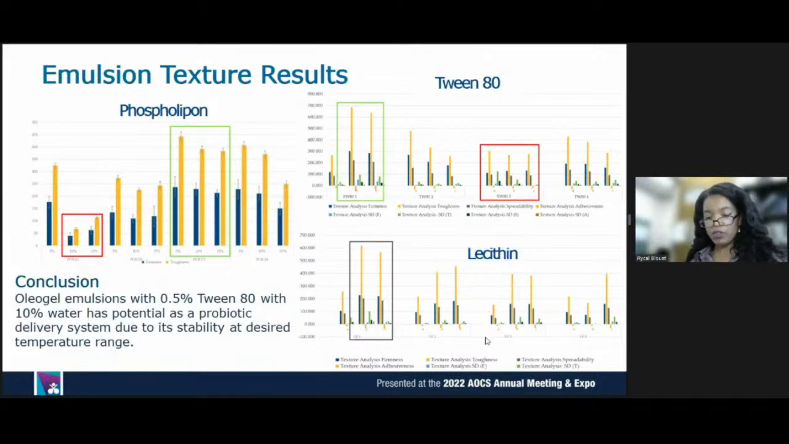So the conclusion of this research is that oil gels prepared with a 7:3 ratio between beeswax and glycerol monostearate and 10% oil gelation show the desired temperature range from 45 to 50 degrees Celsius for probiotic viability.